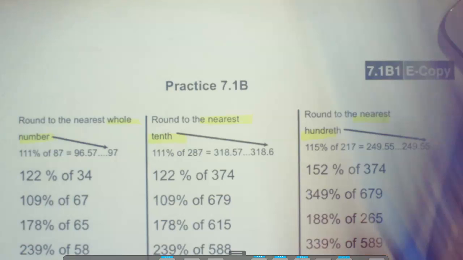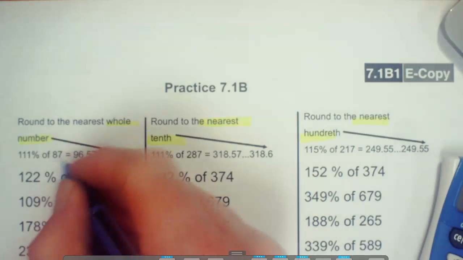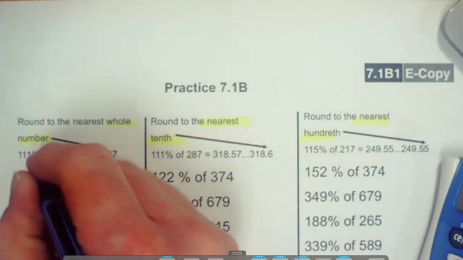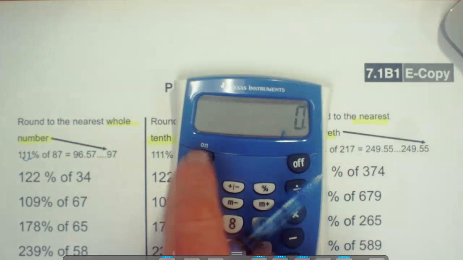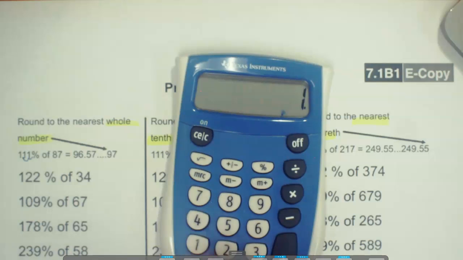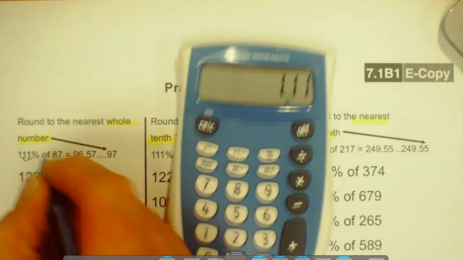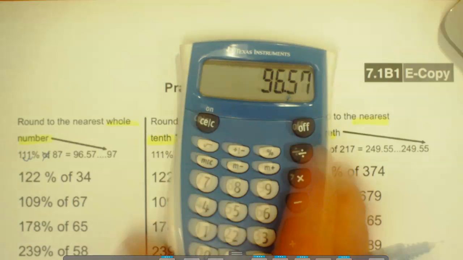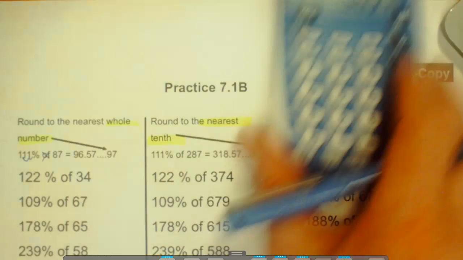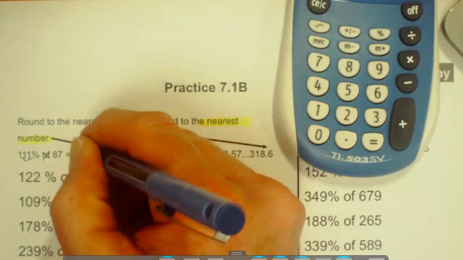We have 111% of 87. So we're going to move the decimal 2 places. We got 1.11. So let's just put that into the calculator. 1.11, we made it into a decimal. We're going to multiply it times 87. That equals 96.57.